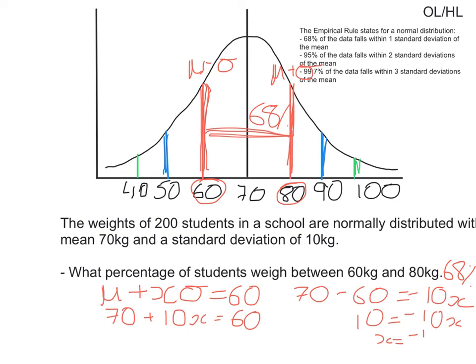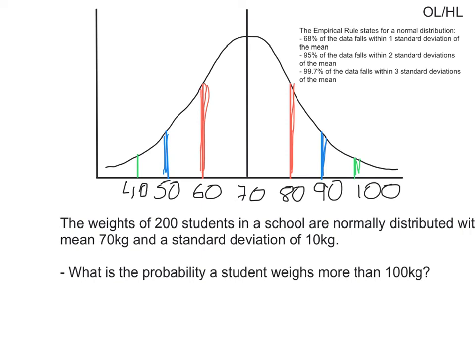We can do this for 80 kilos as well. If we repeat this method for 80 kilos, we'll find x is equal to 1. So 60 and 80 kilos are plus and minus 1 standard deviation from our mean. So going back to our rule and the first point there, this means that 68% of the data is between 60 and 80 kilos. We'll move on to another question.